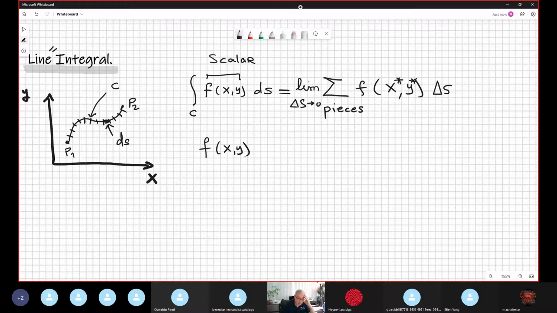But I want to take advantage of density because in the triple integral we apply density. Look, in the triple integral you say that this is the density function.